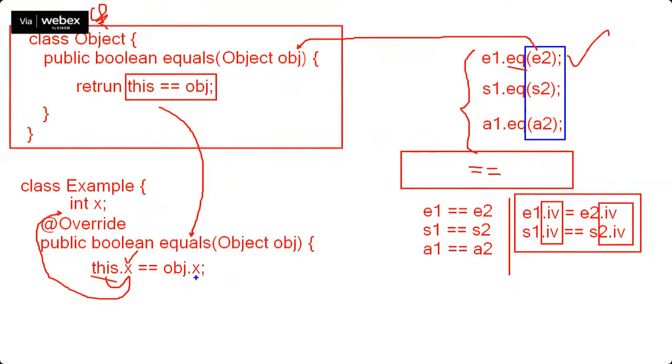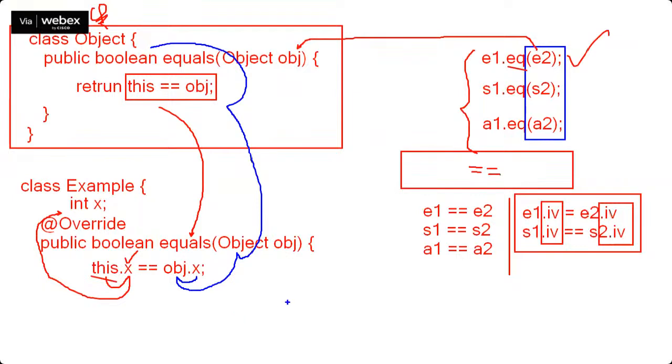What is the meaning of obj.x? Search for the x variable in which class? Object class. You know the Object class, is the x variable available? No. Hence the compiler throws an error. Am I right?